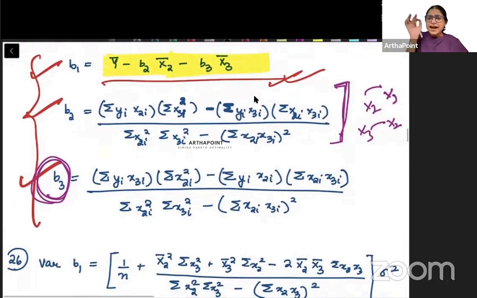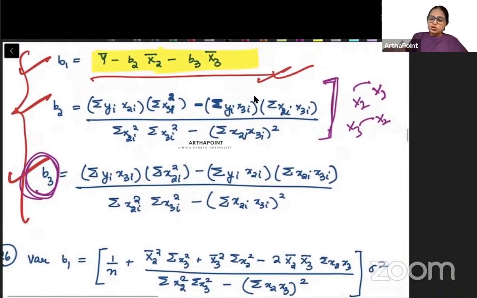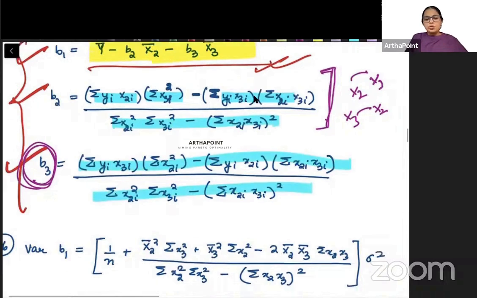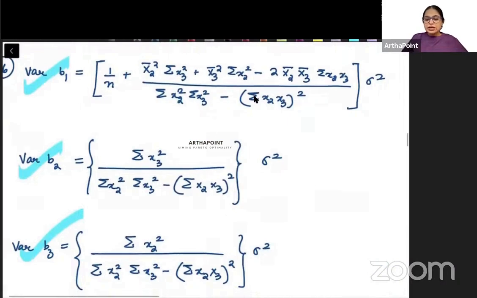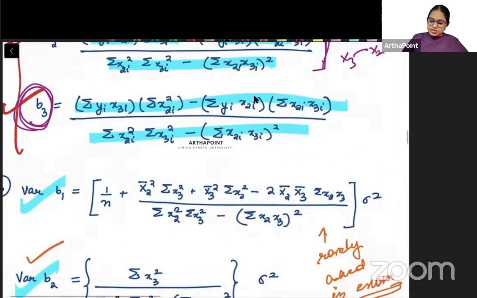Remember that whenever you are writing these formulas, they are in the deviation format. So look here, this is all in the deviation format, right? Okay. Now this is the variance of B1, B2, B3. Again, if you remember the variance of B2, then B3 is easy to understand. The variance of B1 is rarely asked in exam.